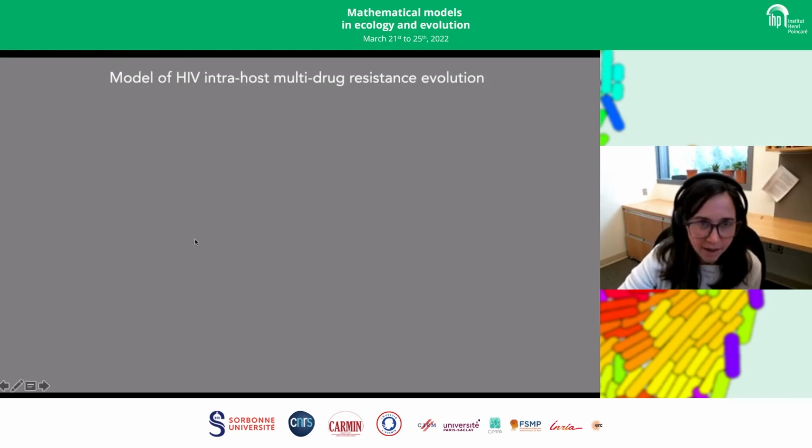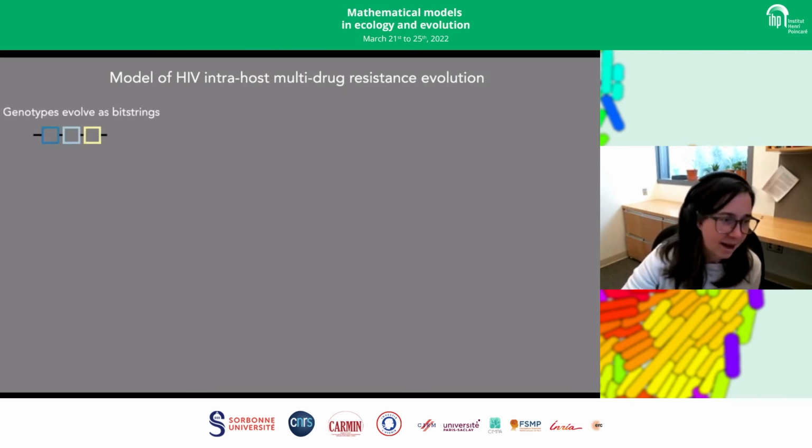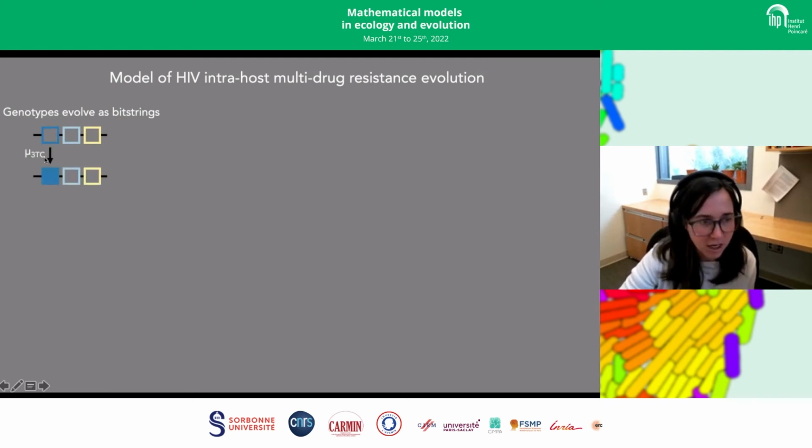So our model of HIV intrahost drug resistance evolution is as simple as we can make it, which is just that we have genotypes evolving as bit strings, where we think that there are certain mutation rates at each of these three potential drug resistance sites. And so there's a certain mutation rate of acquiring drug resistance for each of the three drugs. And based on the mutational target sizes and the genetic composition of these different sites, we can actually measure what these mutation rates are directly.